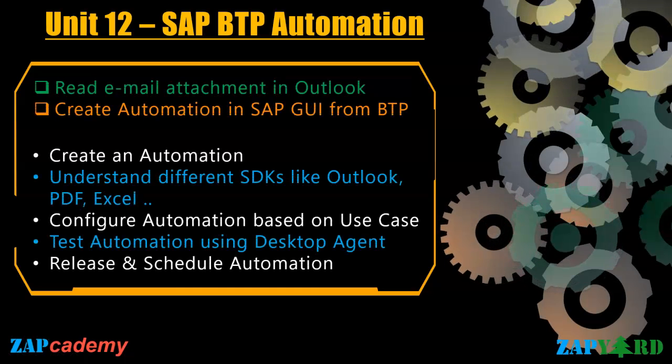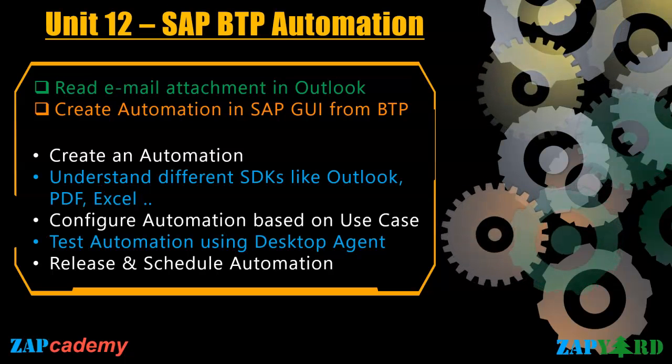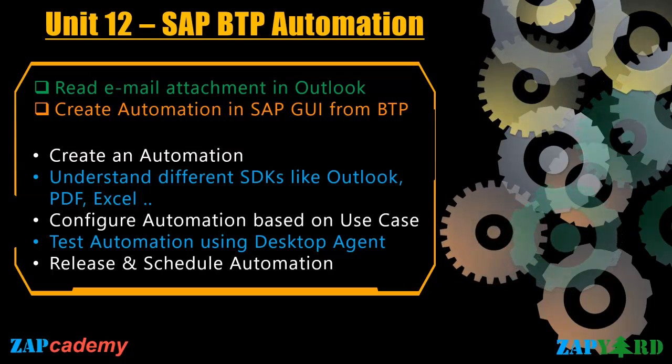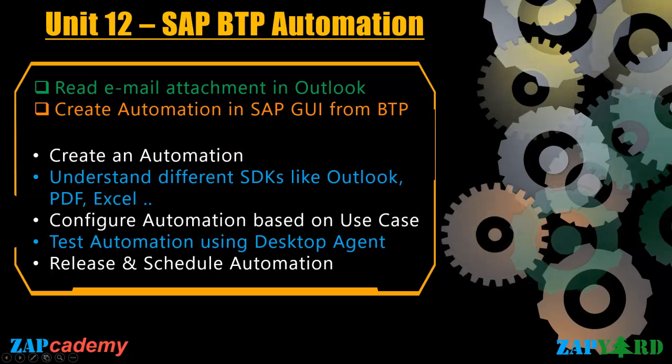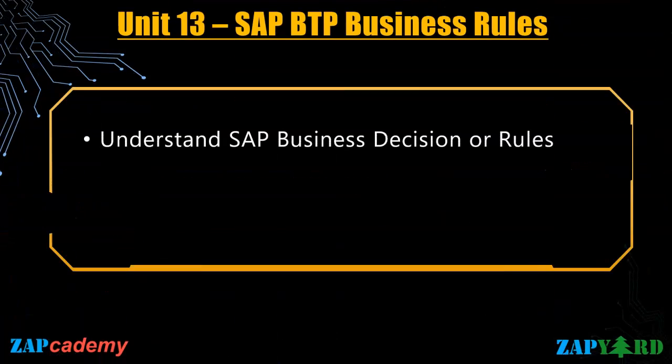In this course, we will take two use cases. One is to read attachments in Outlook email and the next is to create an automation in on-premise SAP GUI using SAP BTP automation. This is a very practical use case. During this process, we will learn how to create automation, understand the different SDK or software development kits like Outlook, PDF, Excel, etc. We will configure the automation and test it using desktop agent and also learn how to release and schedule the automation.